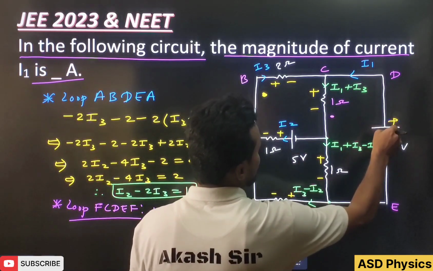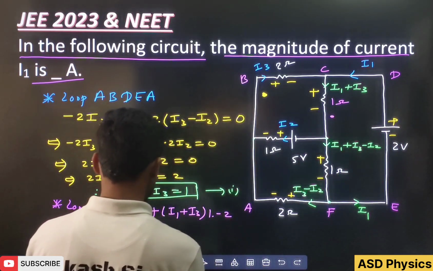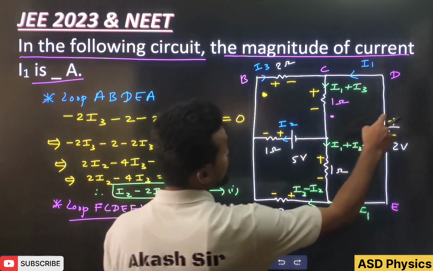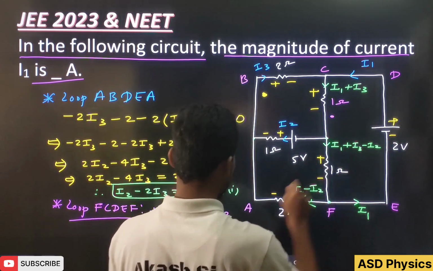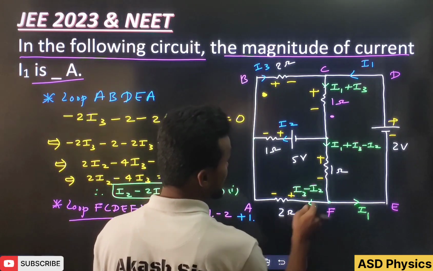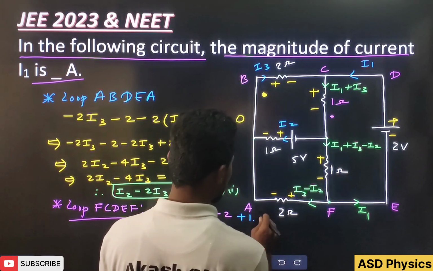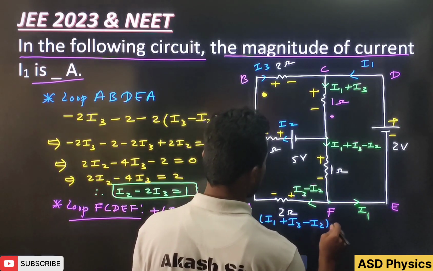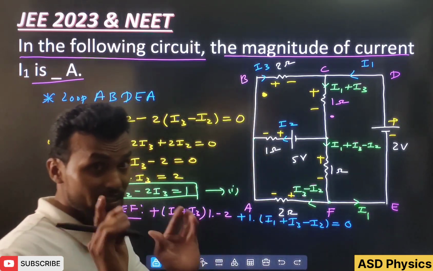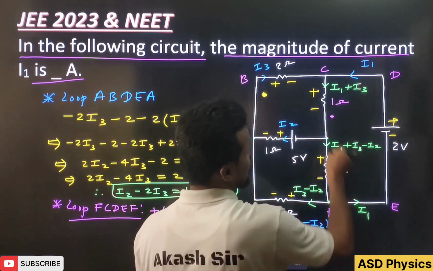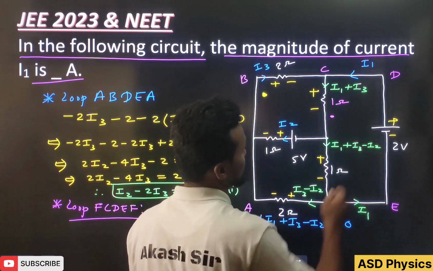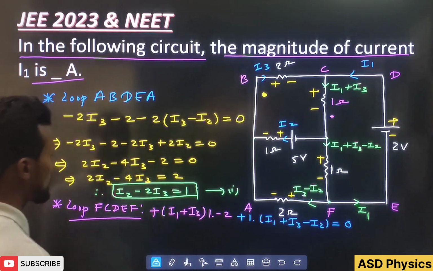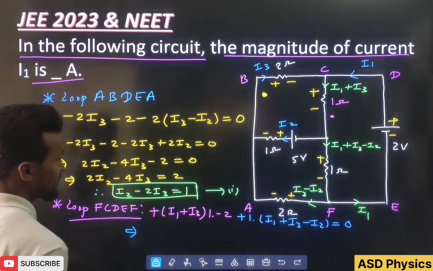Okay. Now after that, what will happen here? See here, second sign, minus 2. So plus (I1 plus I3) minus 2. And here again will come, plus 1 into how much current here? I1 plus I3 minus I2. So (I1 plus I3) minus I2 is equal to 0. Kindly see very well, we are moving in this direction. Second sign, plus (I1 plus I3) into 1, minus 2, and here again plus (I1 plus I3) minus I2, equal to 0.